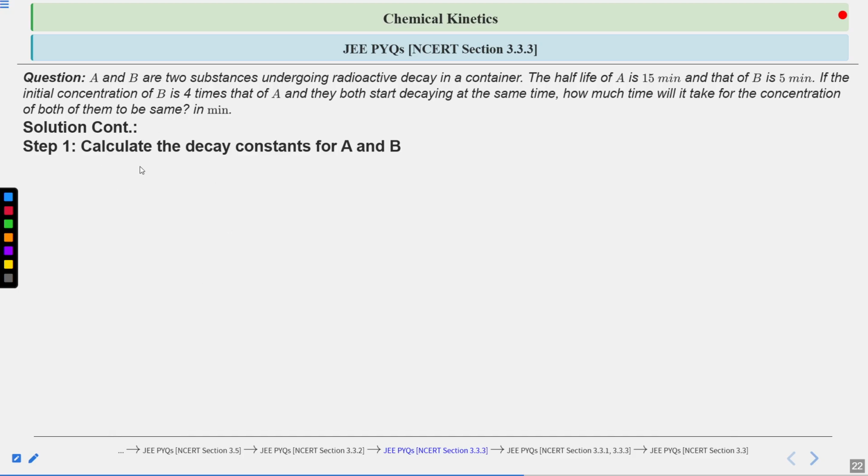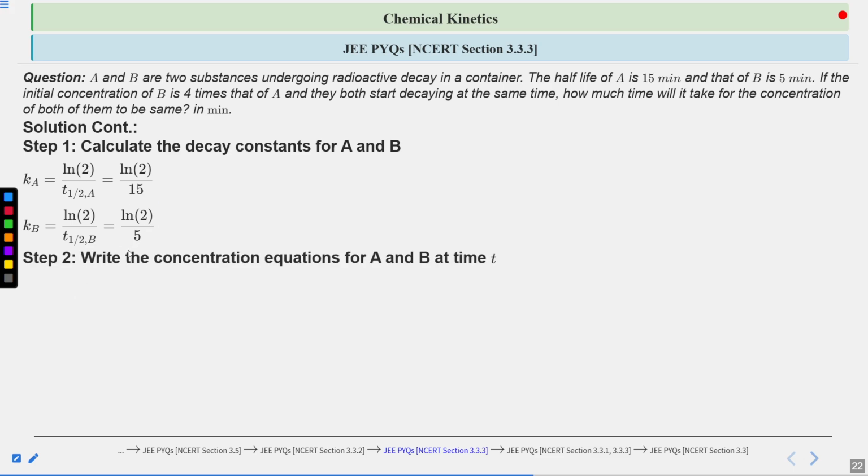Now, our first step should include the calculation of the decay constant for A and B components. So Ka, the rate constant for A, is going to be ln2 upon T half of A, ln2 upon 15, right? Because the half-life for A is 15. Similarly, Kb, that means the decay constant for B, is going to be ln2 by half-life of B, that is ln2 by 5.